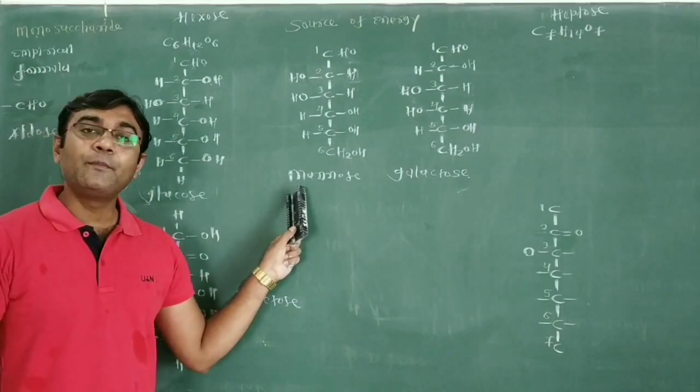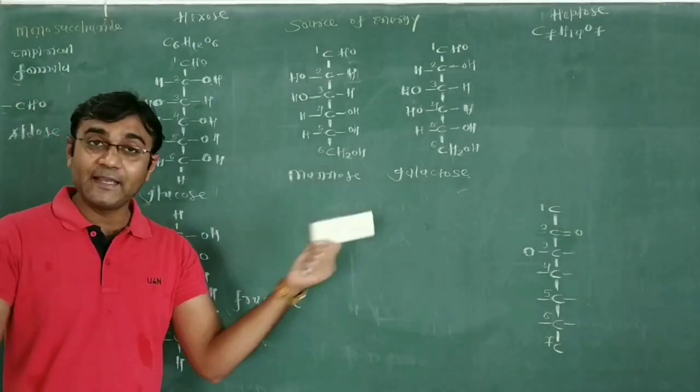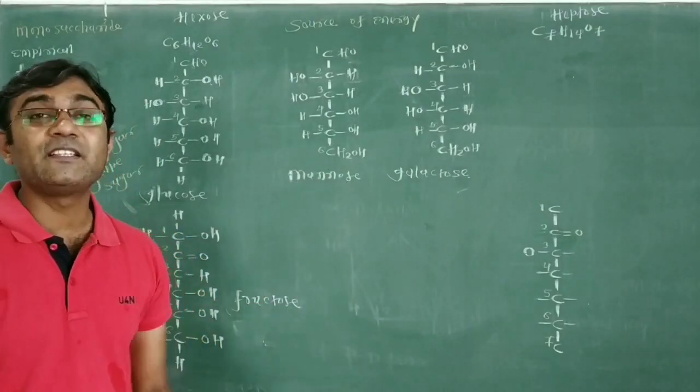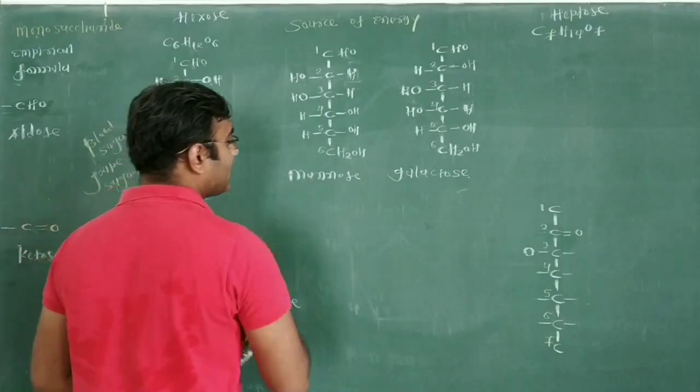Mannose: many molecules of mannose, being monosaccharides, gather and produce mannan, which is present inside the cell wall of algae.